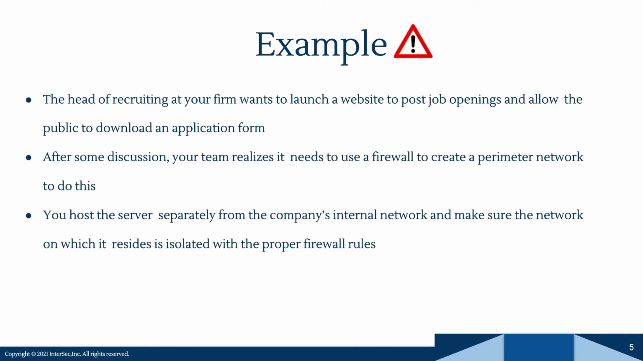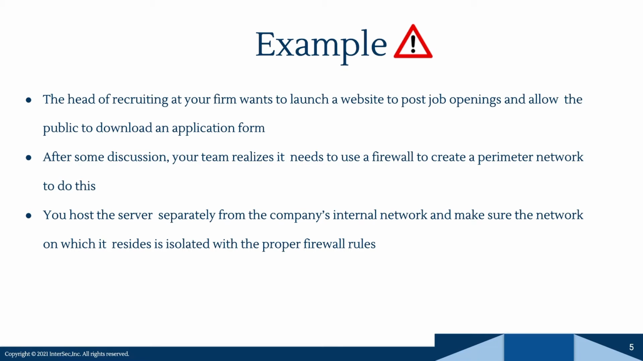Since a lot of the information provided might be a bit confusing to understand, here's an example to see that in action so you can get some sense of it. The head of recruiting at your firm wants to launch a website to post job openings and allow the public to download an application form. After some discussion, your team realizes it needs to use a firewall to create a perimeter network to do this. You host the server separately from the company's internal network and make sure the network on which it resides is isolated with the proper firewall rules. Hopefully that makes a bit more sense.